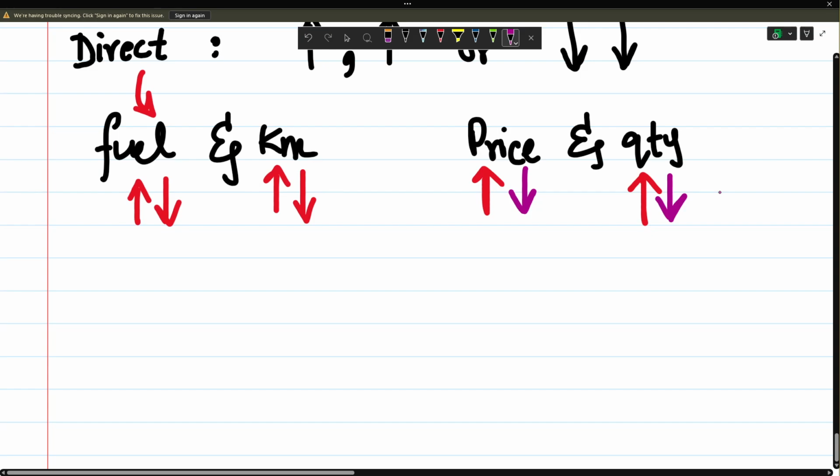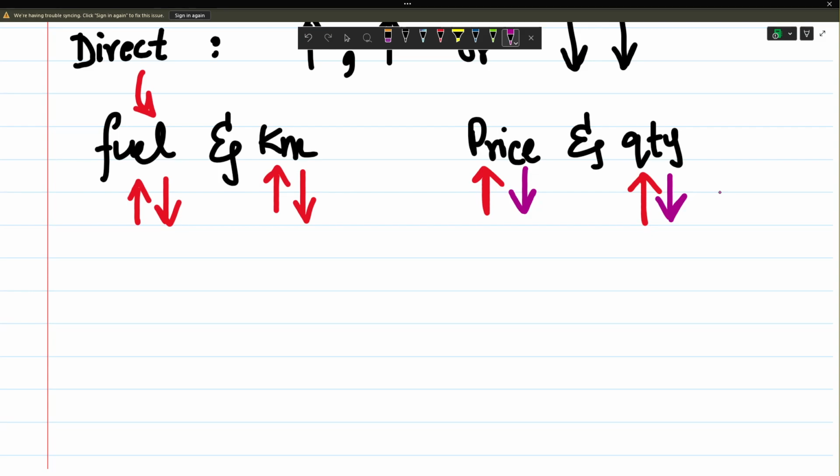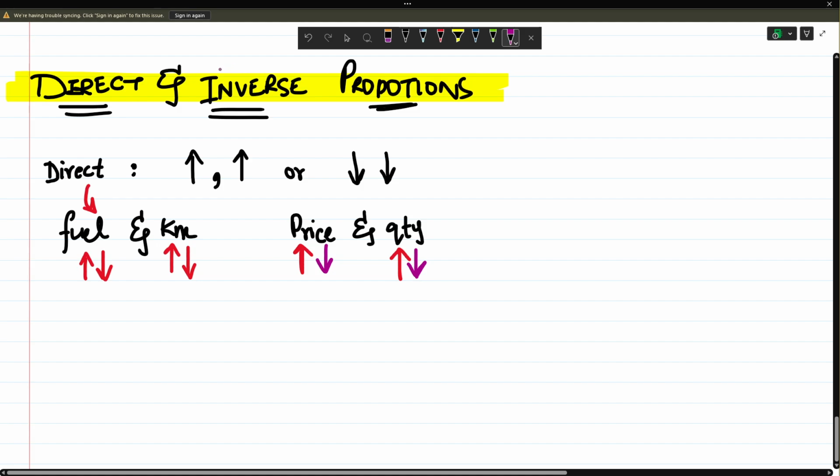जब one quantity affects the other quantity directly, और दोनों या तो दोनों increase करते हैं या दोनों decrease करते हैं. Inverse में it is opposite. ये हम जब inverse पढ़ेंगे, I will tell you what happens in inverse, right?